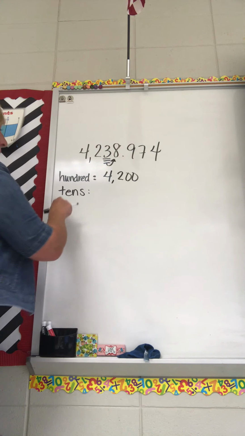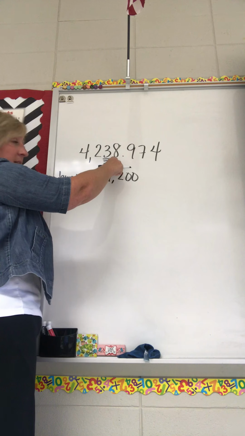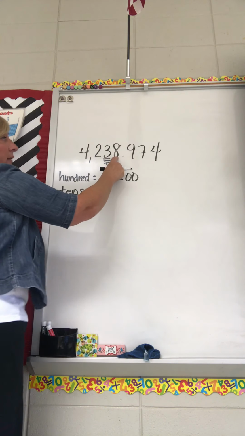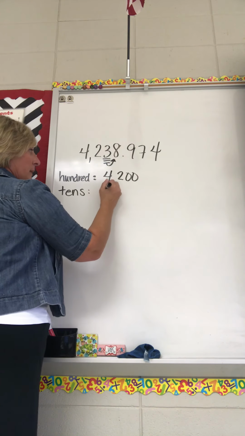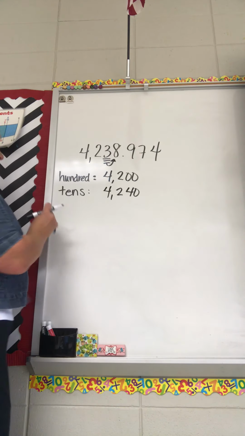$4,240. So when we round it to the nearest tens position, the number immediately behind it is the only one we're worried about. Since it is 5 or higher, we're going to round this up. So this would be $4,240.